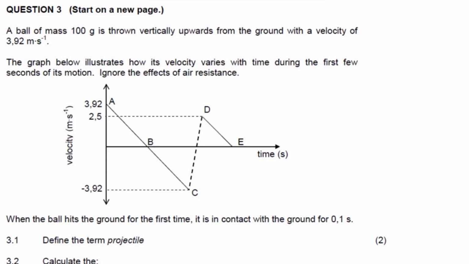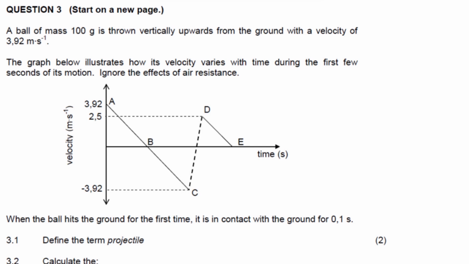Hi guys, here's another question for vertical projectile motion, but we have a graph now, a graph of velocity versus time. It says that a ball of mass 100 gram is thrown vertically upwards from the ground. It's very important, from the ground, with a velocity of 3.92 meters per second. So if you look at the graph, let's read the entire statement. It says the graph below illustrates how the velocity varies with time during the first few seconds of its motion. Ignore the effect of air resistance.